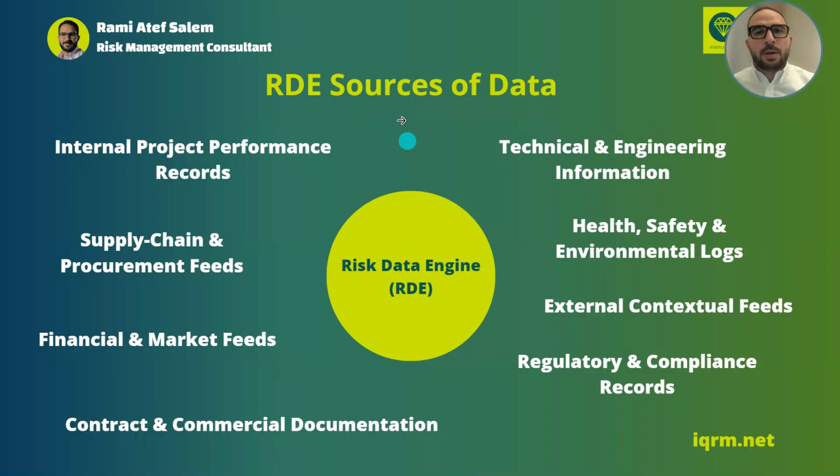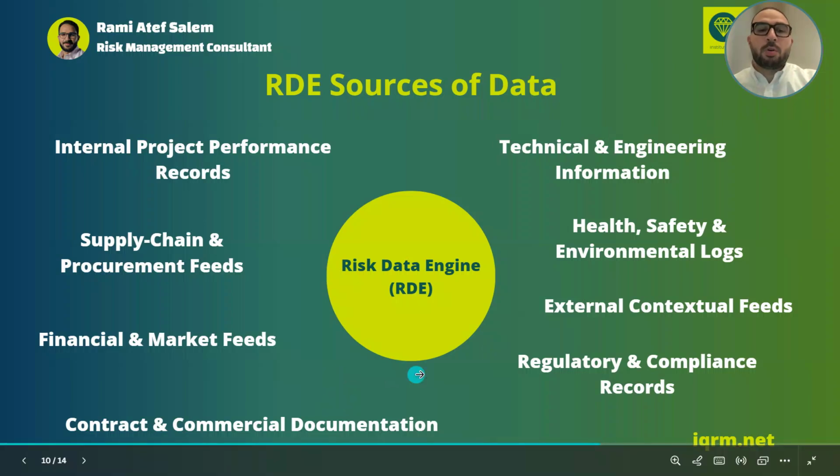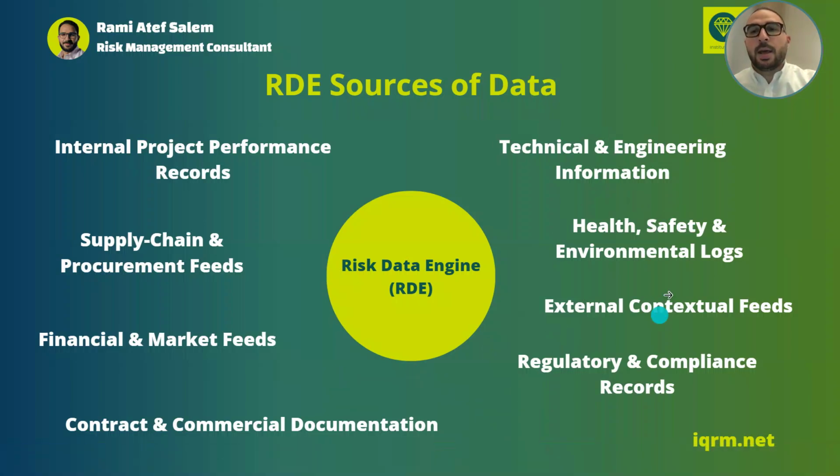The RDE data sources are many. For example, we can have internal project performance records, supply chain and procurement feeds, financial market feeds, contracts and commercial documentation, technical and engineering information, health and safety, external context like weather forecasts and so on, and regulatory and compliance records, such as how many compliance problems we had. All of this information is useful to provide to the RDE to produce for us a defensible forecast.